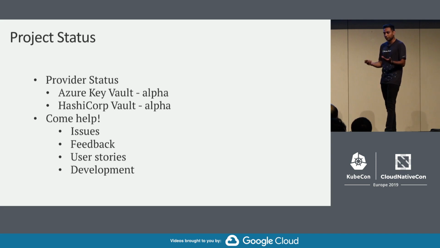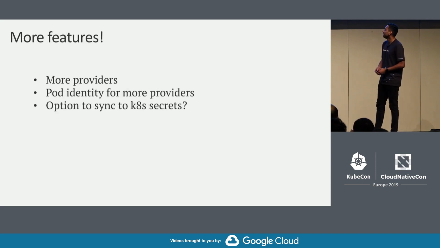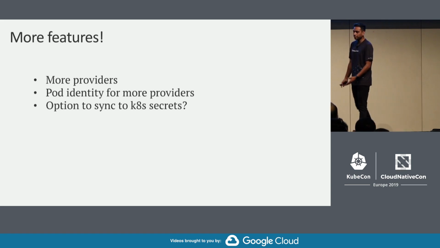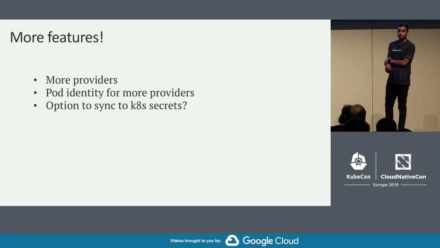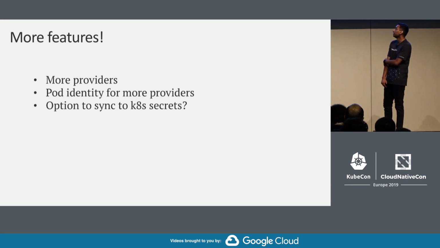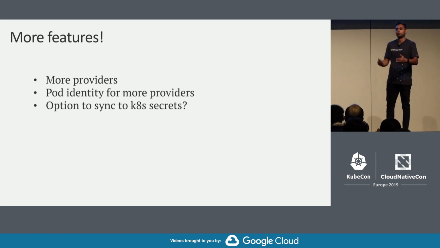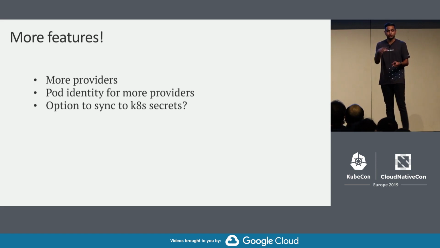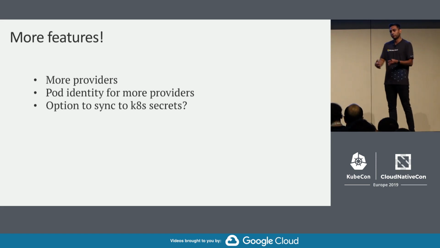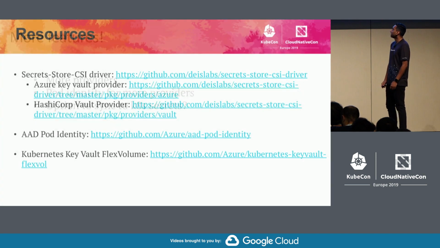And also, if you're a provider developer, you have some secret store you want to integrate, please feel free to do that. In the future, we are planning to add more providers. We are working with a few other folks to add a few different cloud secret stores as well. That would be super cool. And then also what Rita mentioned, the pod identity for more providers. Currently, the Vault provider doesn't use the pod identity thing that you just saw. Hopefully, we can add that. And then also maybe an option to sync secrets into Kubernetes with one-way sync or something. That might be a cool feature.